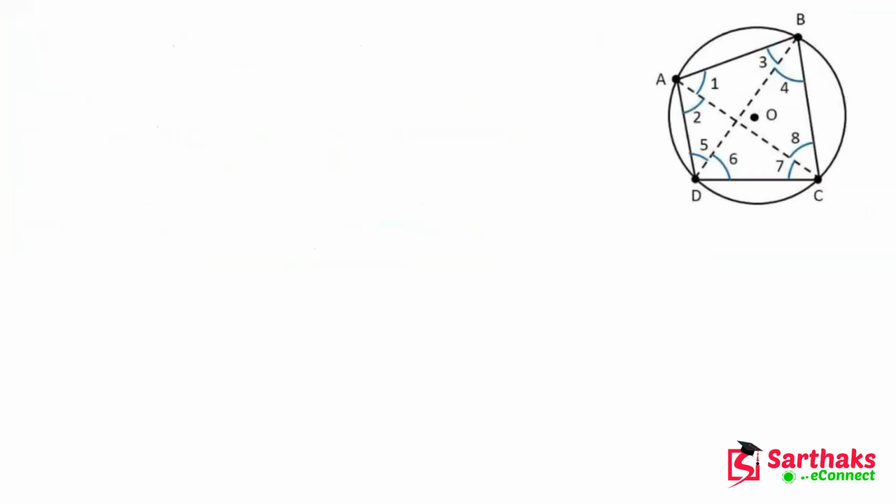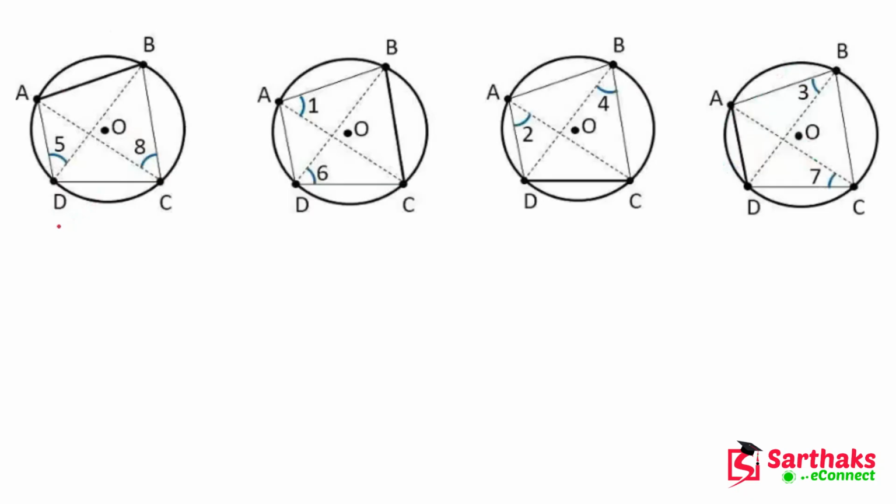So this is the proof of this theorem. Now you can see in this cyclic quadrilateral, let's draw the diagonals. This is diagonal AC and this is diagonal BD. And let's suppose this is angle 1, angle 2, angle 3, angle 4, angle 5, angle 6, and this is angle 7 and angle 8. Got it? Now here we have different cases.